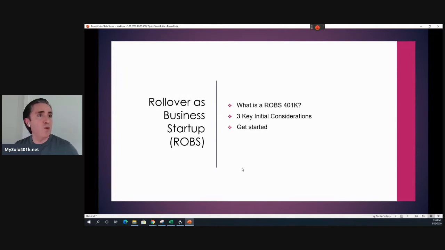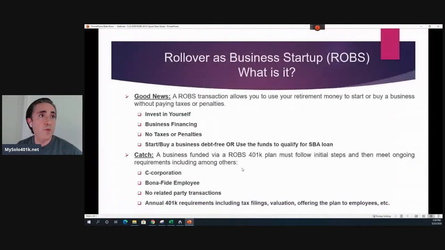So just to give you a preview of where we're going, we're going to discuss what a ROBS 401k plan is, three key initial considerations, and then what it would take to get started. The first initial consideration is some good news, but there's a catch. Before we get into the considerations, we're going to first talk about what it is.